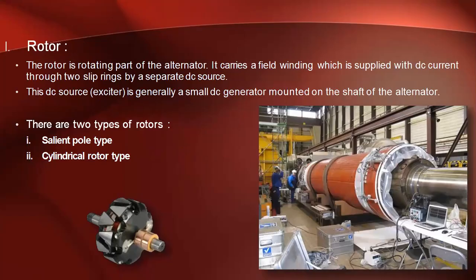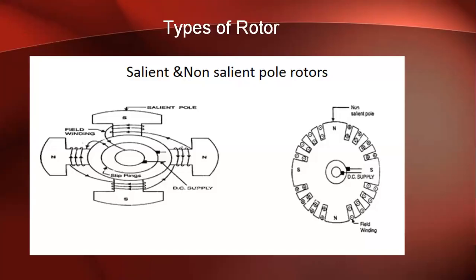There are two types of rotors. Depending on these two types of rotors, the alternators are also divided into two types. That is, first one is salient pole type and second one is cylindrical rotor type. Now coming to the salient pole type. Salient pole means the poles are projected outwards. This is called salient pole type. Poles are projected outwards, and non-salient pole or cylindrical type.